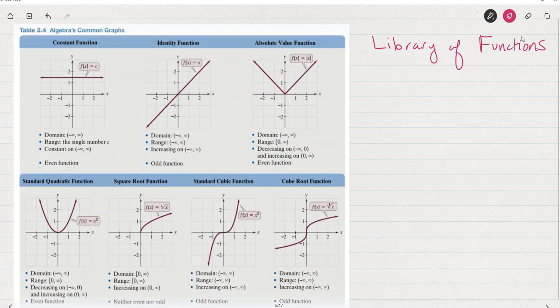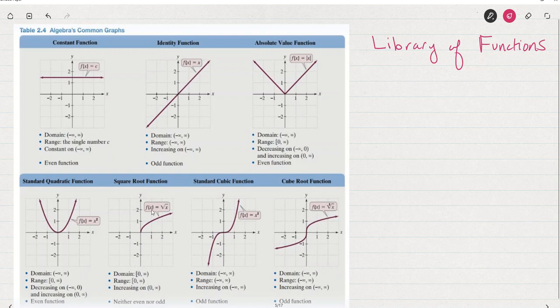Let's look at each of these. We've got f of x equals a constant, like f of x equals 1.5. We get a horizontal line. F of x equals x, we get that line that cuts through quadrant 1 and 3 at a 45-degree angle. F of x equals the absolute value of x gives us a V, where the vertex is here at the origin. F of x equals x squared gives us a parabola, where the origin is the vertex again, just like it was for the absolute value. See how similar the absolute value and the x squared are?